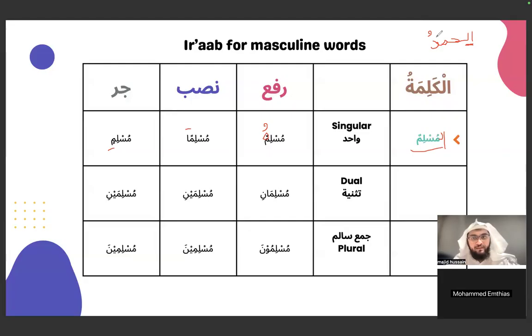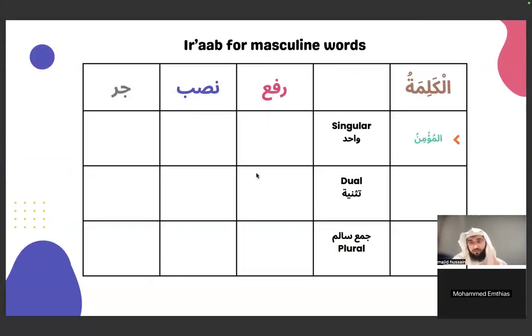Yes. And this word alhamdu is in which state? Is it in the state of rafa, nasab, or jar? Rafa. Is it in the form of singular, dual, or plural? Singular. Exactly. This is how we start learning, inshallah. We'll go with the activity now, and we do it together. The next slide, inshallah.